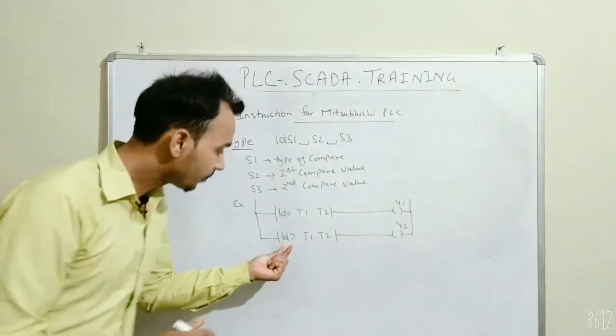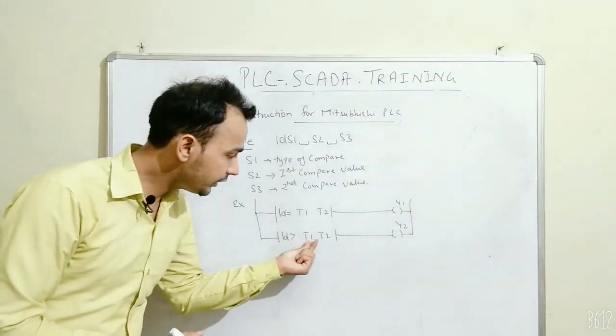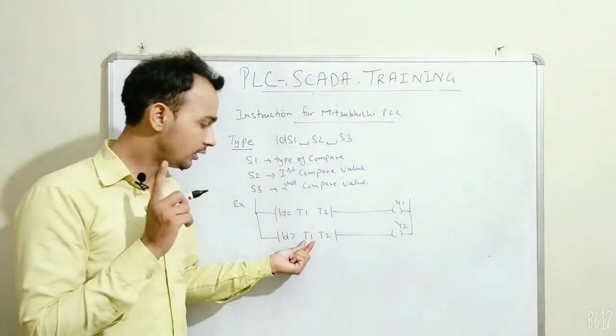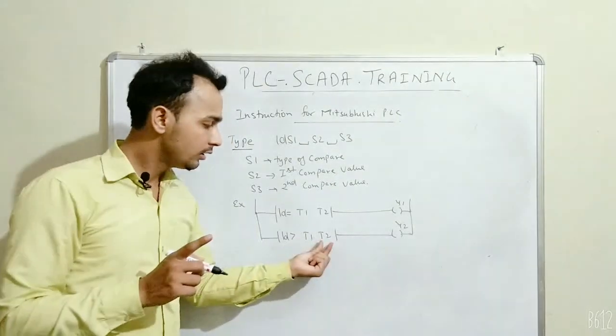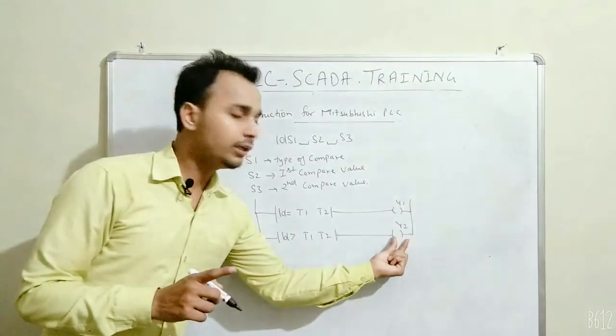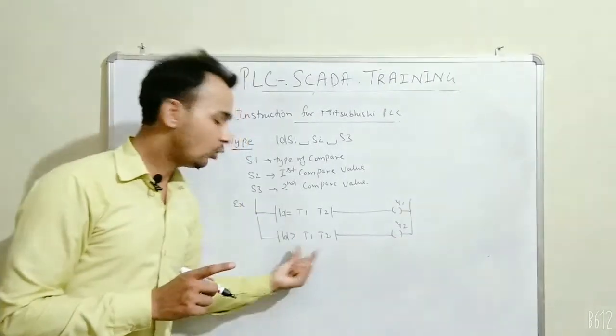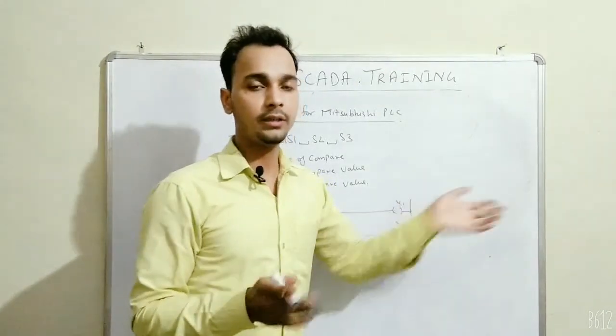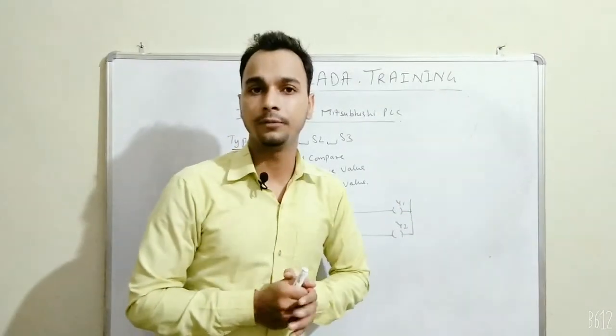The second one, LD greater than T1 T2, means if the timer value T1 is greater than T2, the output will be on. I hope it's clear to everyone. So let's use it in the Mitsubishi software.